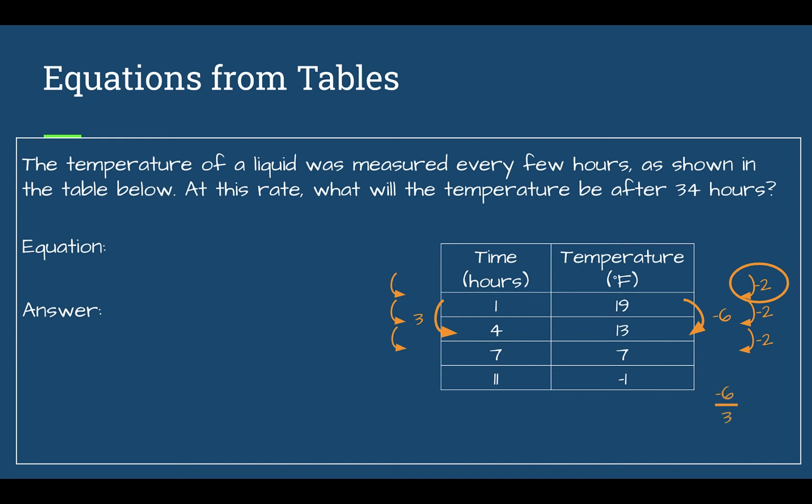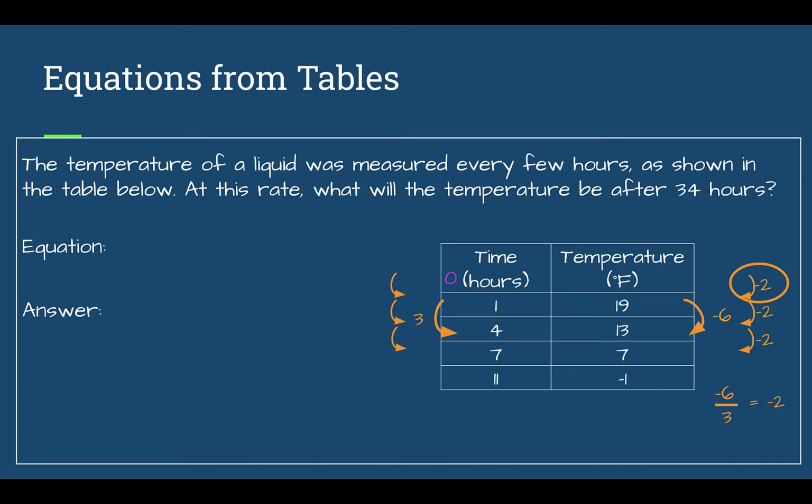We could have quickly figured this out by just dividing. It went down 6 degrees and it took 3 hours to get there. I would still get -2. So my rate of change is -2. Now I can use my rate of change to figure out where my y-intercept is. Again, that is when our x value, or here our time, is 0.